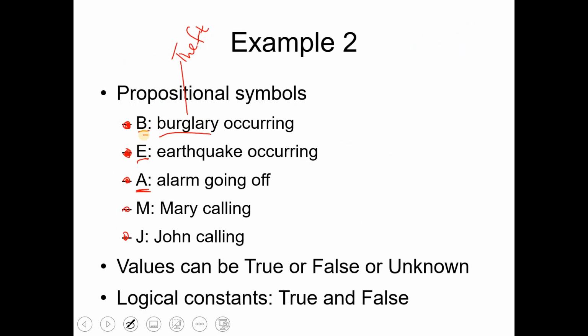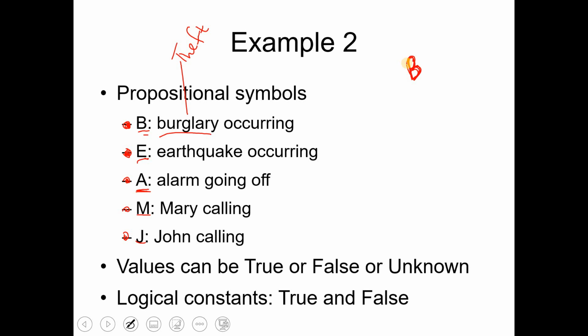So alarm going off is one event, and then John and Mary are two people, maybe the owners of the house. They call on the phone. Those are represented by capital M and capital J. These values can be true or false. When you write B in a sentence, it means it is true. That's why you are writing it. If it is not written, then it means it is false.